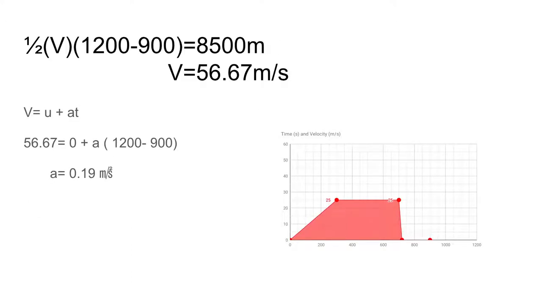Using a kinematic speed equation for the previous scenario, we can derive that velocity is equal to initial speed, which is represented by u, plus acceleration multiplied by time. So substituting all the values, we get acceleration is equal to 0.19 meter per second squared.